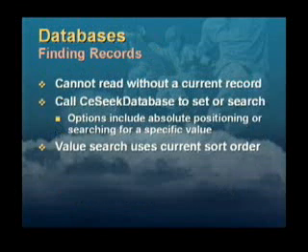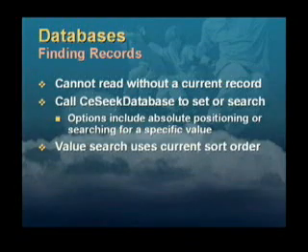Database support: finding records. The CE database is based off of absolute positioning or searching for a value. And as you might guess, searching uses a sort order. So before you can actually pull a record out of the database, you have to set the position. When you first open the database, there's no position at all set. So you can either call CeSeekDatabase and seek to the first record, or you can call it and search for positions. And I just called CeSeek 0 so I could list them all out.